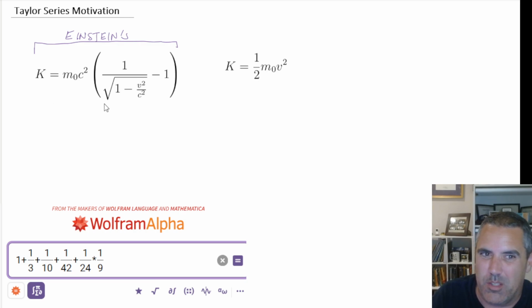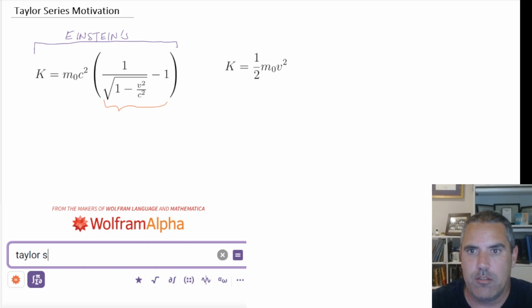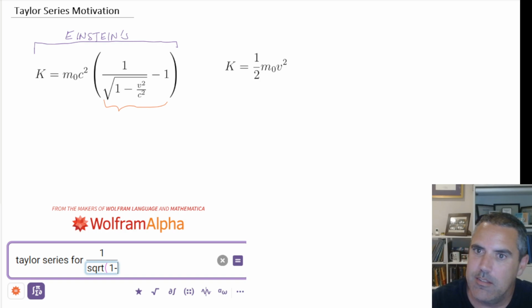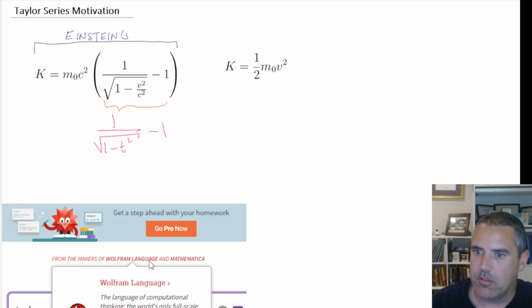But this is a messy formula. So some people have asked, well, what if we approximate that with polynomials? So let's play that game right now. I want the Taylor series for 1 over the square root of 1 minus, and usually what we do is we think of v over c as one thing. So I'm doing a little bit of stuff to try to simplify my work, but let's think of this like this. And that's part of some of the challenges of using Taylor series. So let's throw in the -1 too. What's the Taylor series for that?